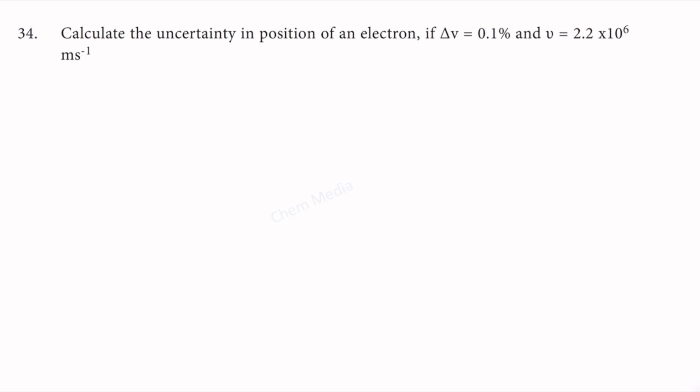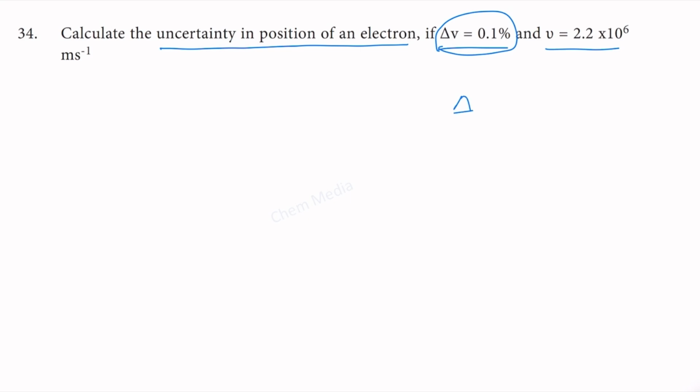Hello everyone, here is a question from quantum mechanical model of atom. Calculate the uncertainty in position of an electron if delta V is equal to 0.1% and velocity is equal to 2.2 times 10 to the power 6 meter per second. Here the velocity is given, but there is 0.1% uncertainty in the velocity.